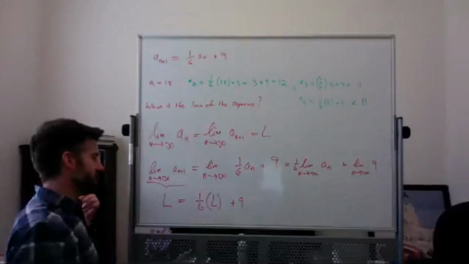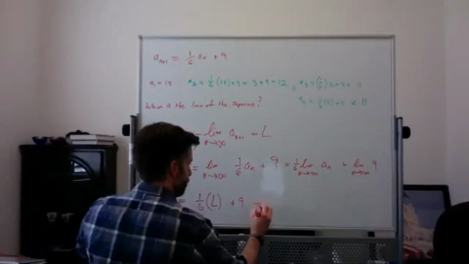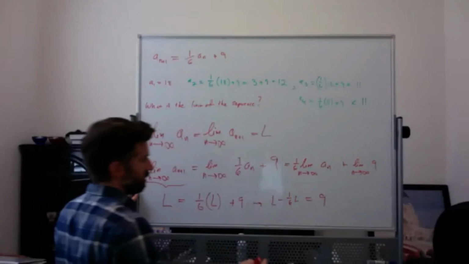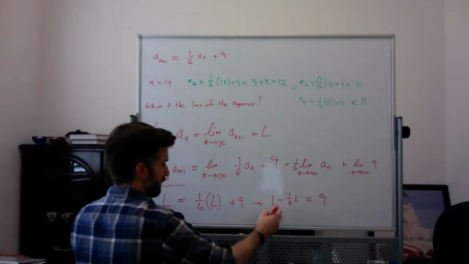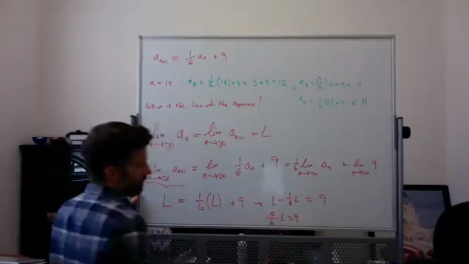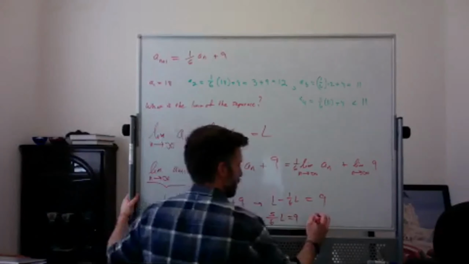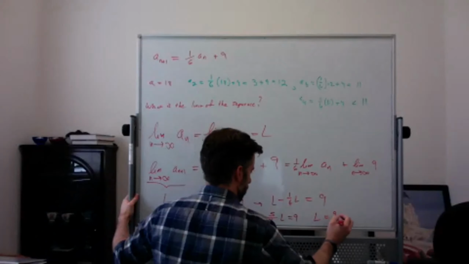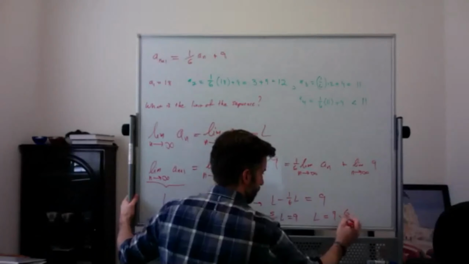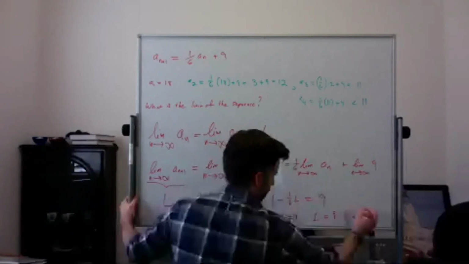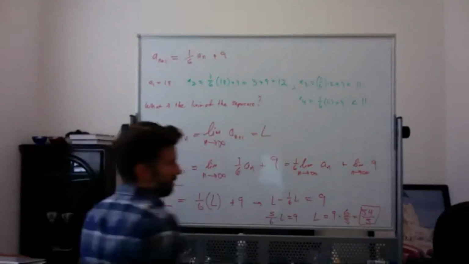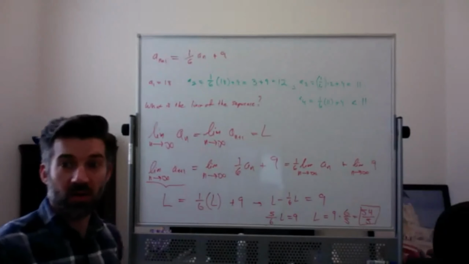So I'm going to subtract 1/6 L. So I have L minus 1/6 L equal to 9. 1L minus 1/6 L is 5/6 L equal to 9. And then multiply both sides by 6/5 to get L equal to 9 times 6/5, which ends up being 54/5, which is just a little bit less than 11. So that's kind of the idea of how you would solve one of these.